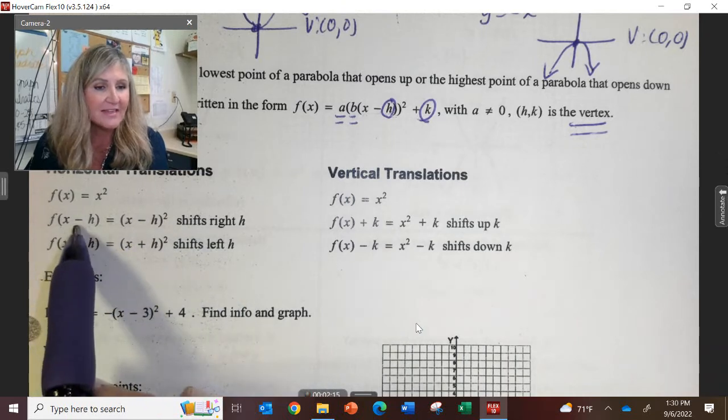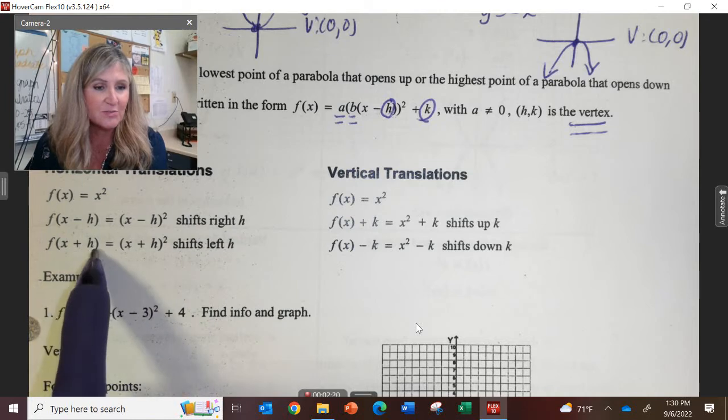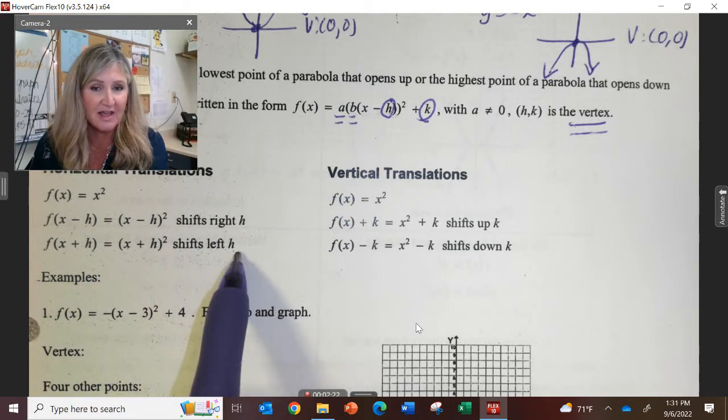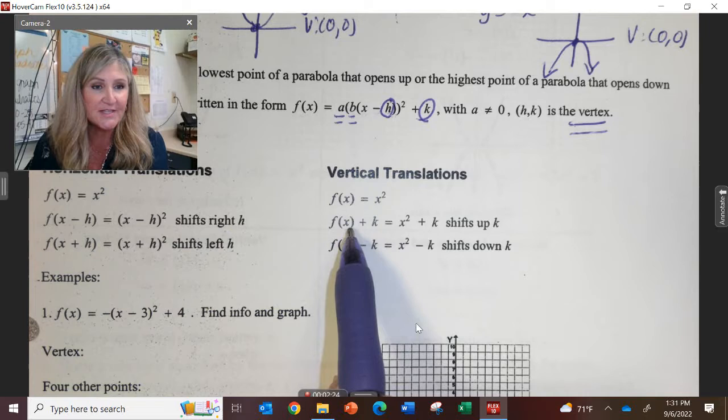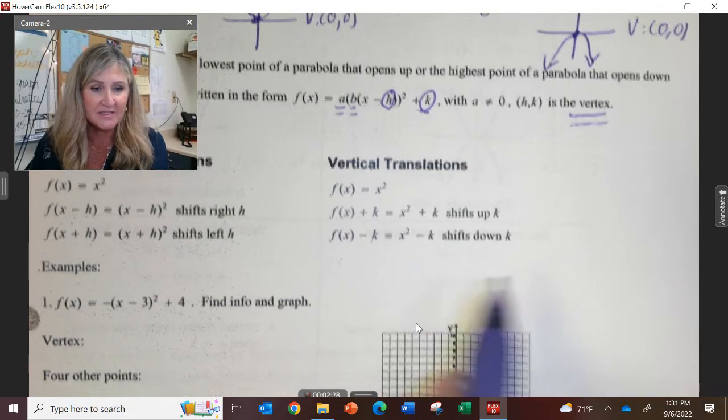We know if we have x minus h as a replacement for x, that shifts us right. x plus h is going to shift us to the left. If it's on the outside of the parentheses, a plus k takes us up. Minus k takes us down.